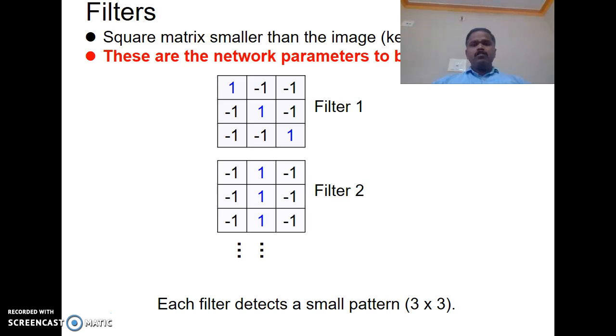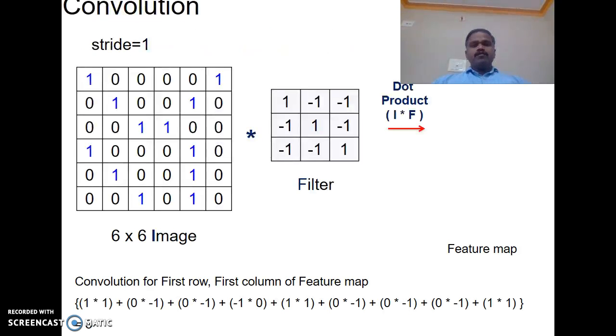For example, here I show one diagonal filter and another vertical filter, but there are many more filters available in practice. Function one is the binary format, a 6 cross 6 image, and the second one is the filter function, which is 3 cross 3. I'm using stride one. Stride is nothing but moving the filter by one column position from left to right.